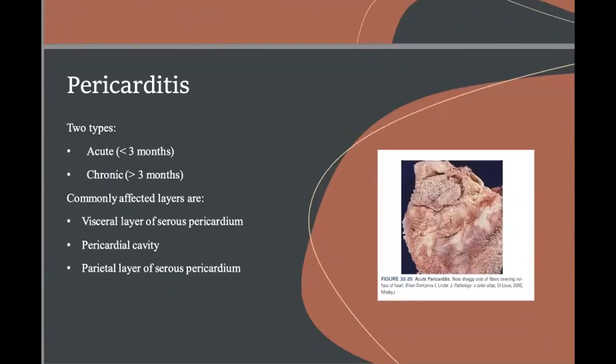So starting with pericarditis, as I mentioned before, we have two types, acute and chronic. Acute is if we have had pericarditis for less than 3 months, and chronic will be equal or more than 3 months. The most commonly affected layers in this case will be the visceral layer of the serous pericardium and the parietal layer of the serous pericardium. So if we have these two layers involved, then obviously our pericardial cavity is also being affected.